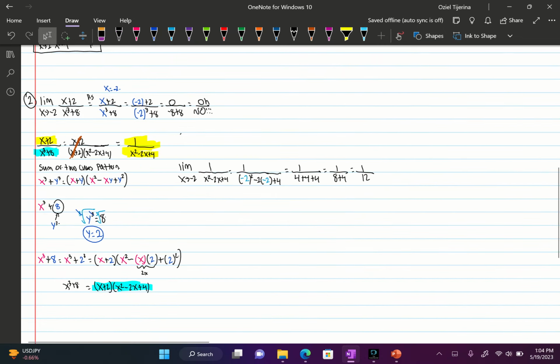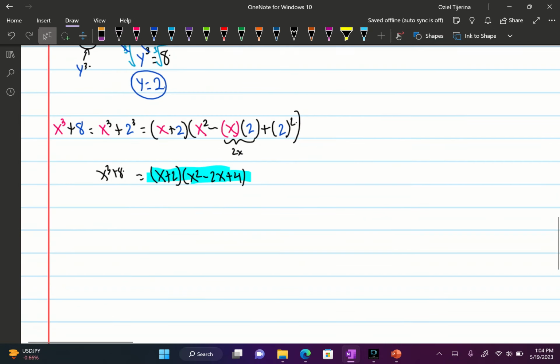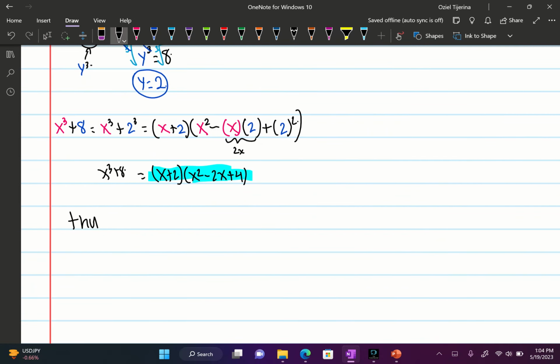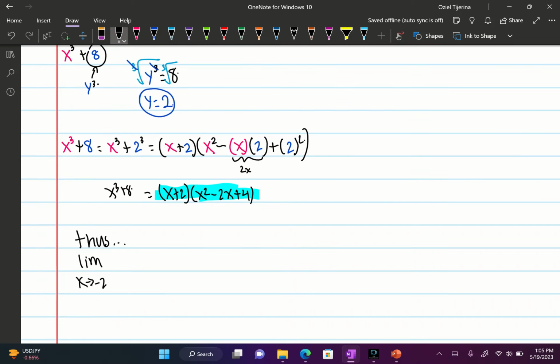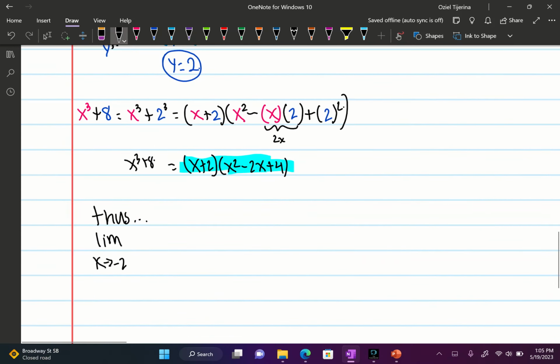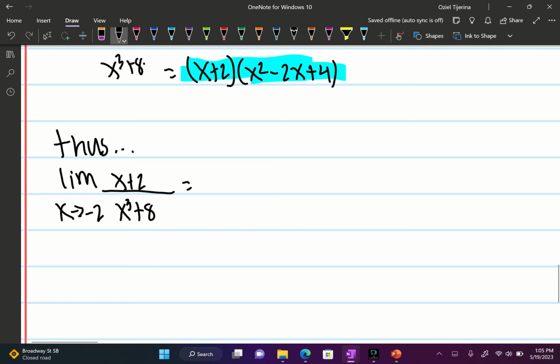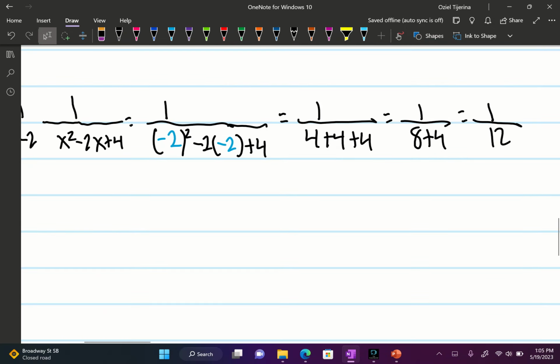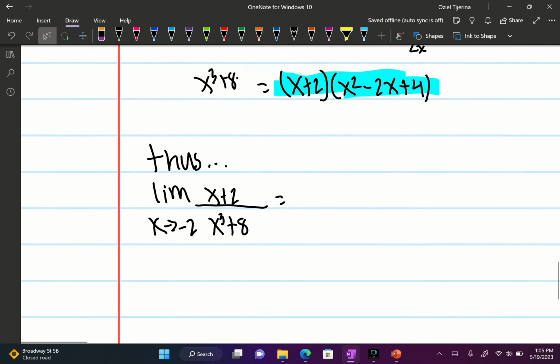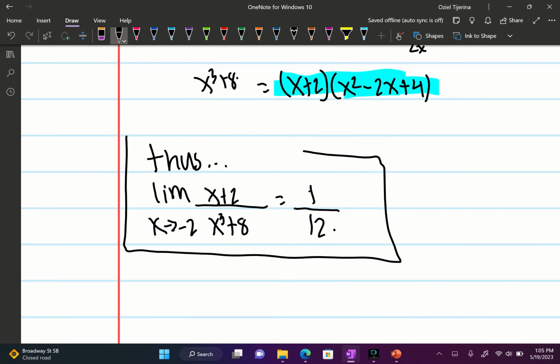So therefore, thus, the limit as x approaches negative 2 of x plus 2 over x cubed plus 8 is equal to 1 over 12. And this is our final answer.